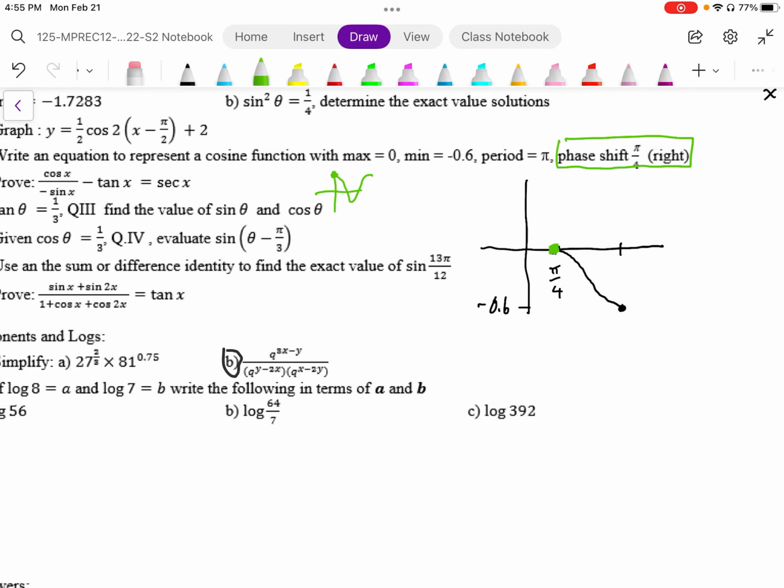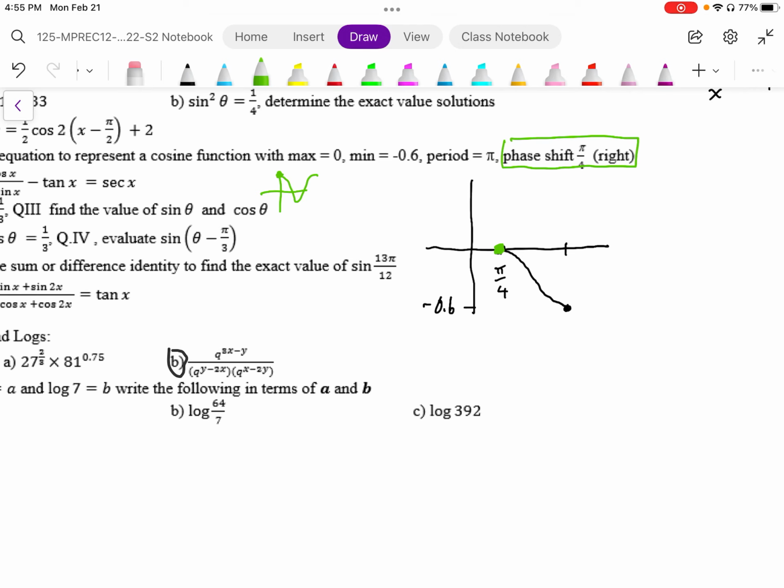I should figure out my amplitude and my vertical shift, and I can do that by just finding out where my middle is, my vertical middle, and it's going to be at negative 0.3. I can see that my amplitude then is equal to 0.3, and my vertical shift is going to be negative 0.3.